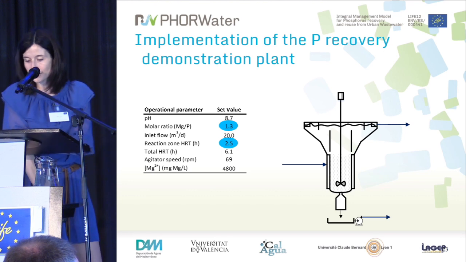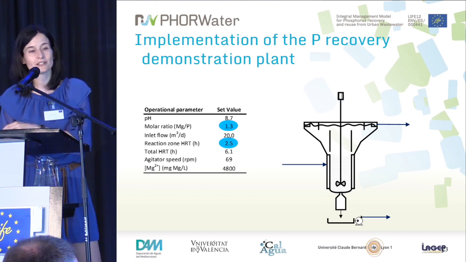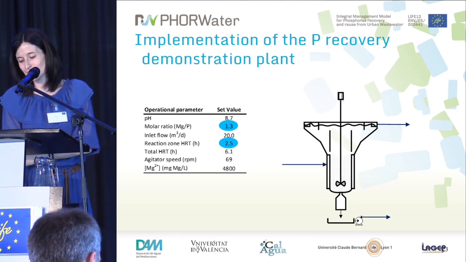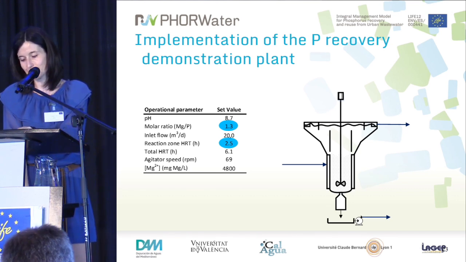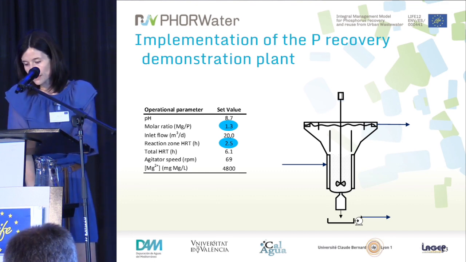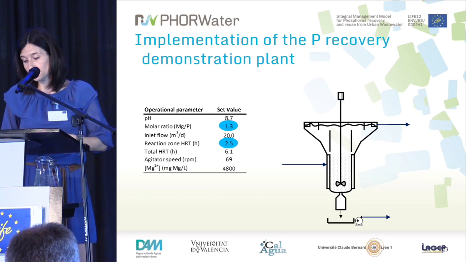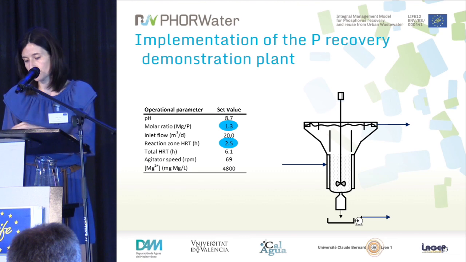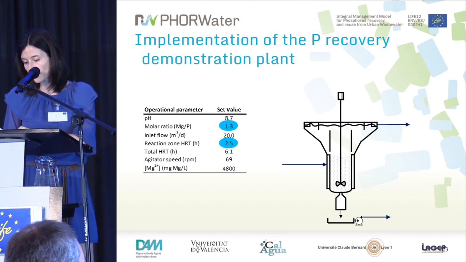Then winter arrived, and enhanced biological phosphorus removal went a little worse. So the incoming flow wasn't that good. We only got around 7 milligrams per liter of phosphorus incoming. But even with that lower concentration, we still got an efficiency of over 90%.